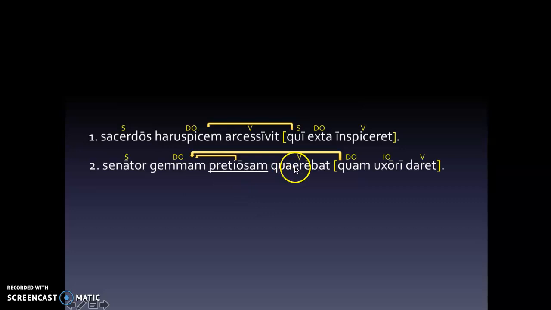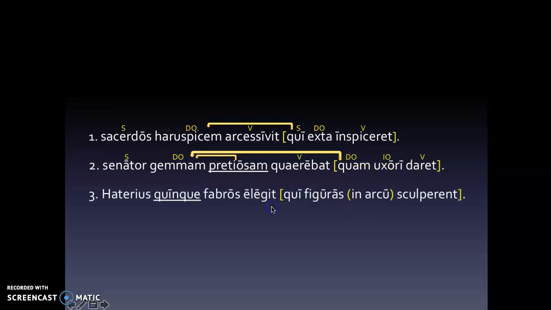So the senator was looking for an expensive gem, which he might give to his wife, or we could say to give it to his wife. This does not say the senator was looking for an expensive gem which he gave to his wife. As far as we know, he never actually gave it to his wife. As far as we know, he never actually even found one. All we know is that he was looking for an expensive gem, and the reason why he was looking for it is because he was going to give it to his wife.